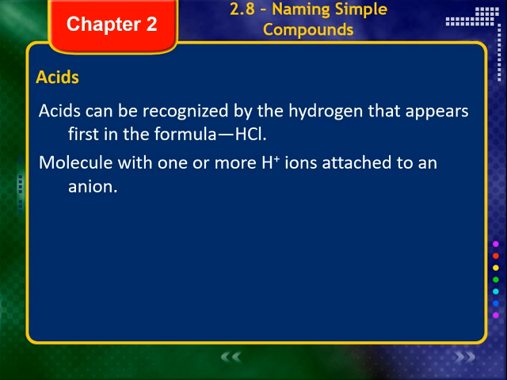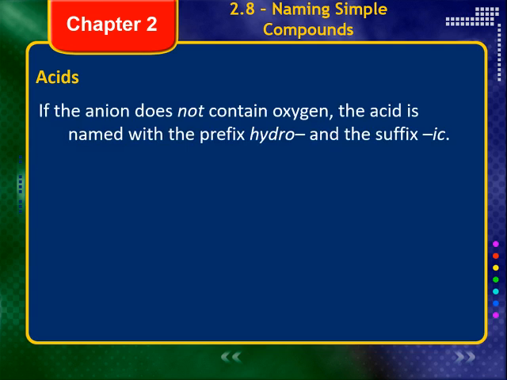There are also molecules with one or more hydrogen ions attached to them. How many hydrogens there are isn't that important for identifying whether or not it's an acid. It's just the fact that the hydrogen is in front. So if the anion, not the hydrogens, but the thing that follows the hydrogen, does not contain oxygen, the acid is going to be named with the prefix hydro and then the suffix ic.